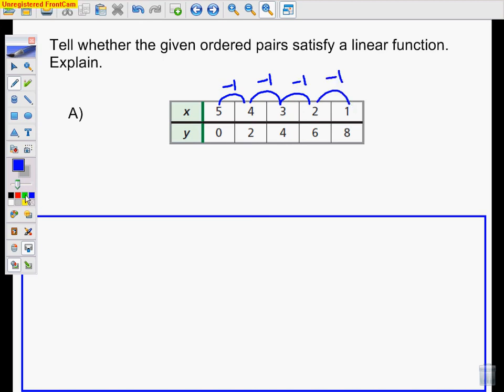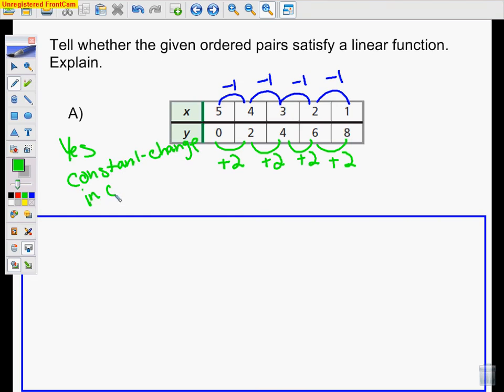Now, does that correspond to a constant change in y? Well, here we went up 2, here we went up 2, here we went up 2, here we went up 2. So, is this a linear function? Yes. And you would say because a constant change in x corresponds to a constant change in y.